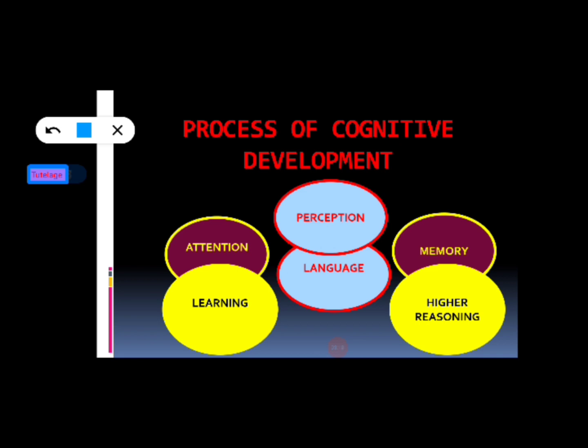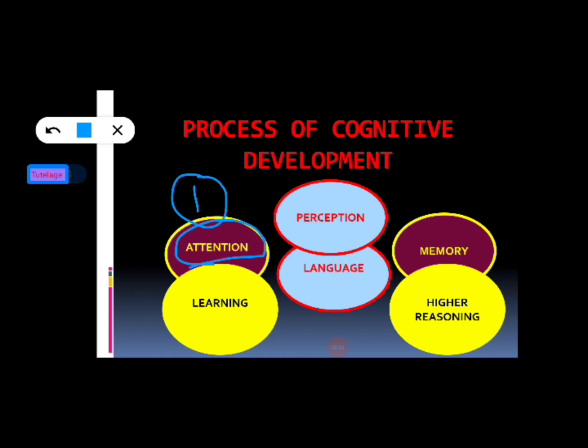The first stage and first process, number one, is attention. So what is attention? Attention is basically the process of selecting an object, a physical object or an abstract object. So basically, attention means the process of selecting something. Clear?